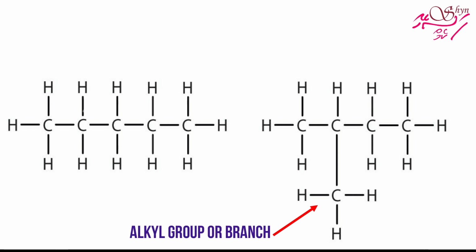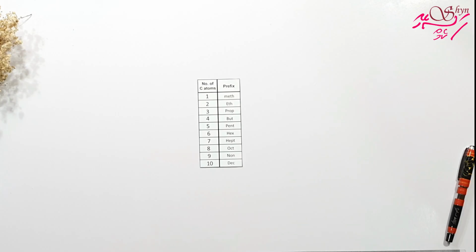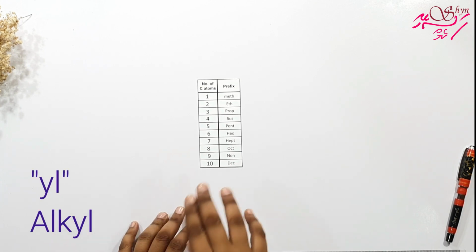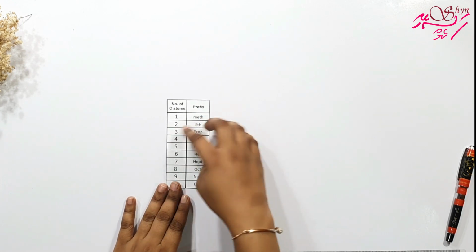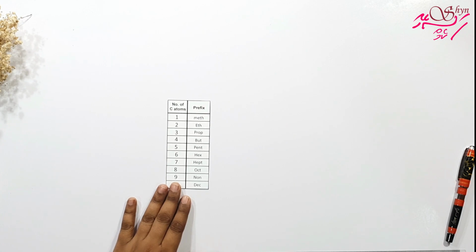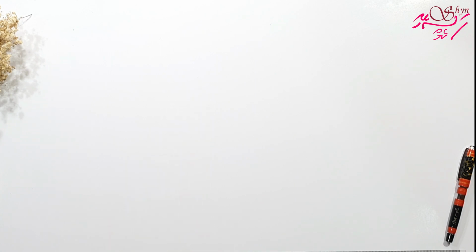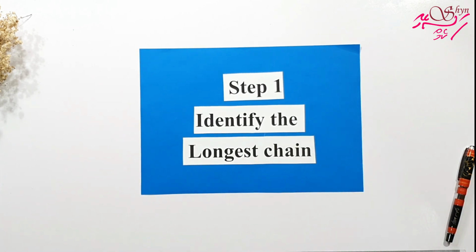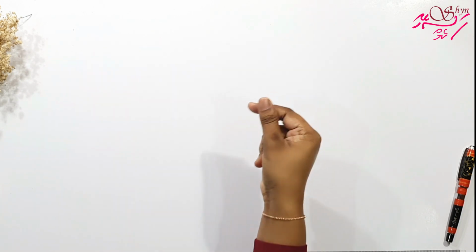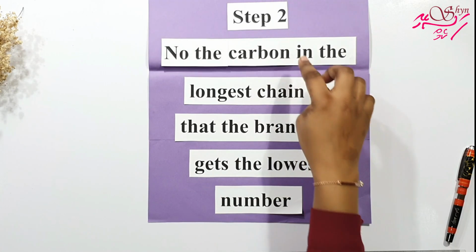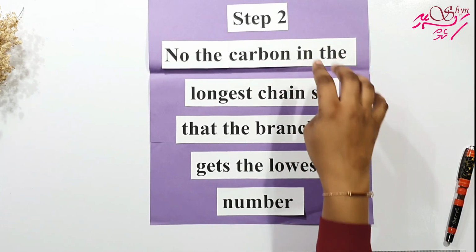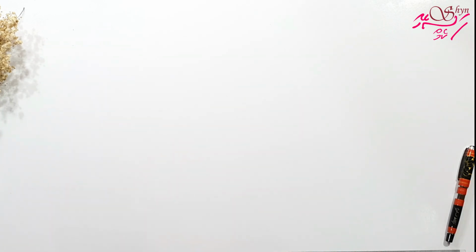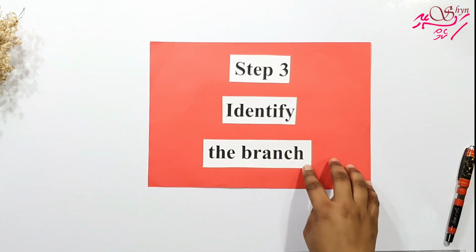When naming branched alkanes, it must clearly state where the branches are located. Remember, the branches or alkyl groups are also named according to the number of carbon atoms, but with "-yl" attached to the end. So 1 carbon atom, methyl; 2 carbon atoms, ethyl; and so on. There are 3 important steps to follow when naming branched alkanes. Step 1. Identify the longest carbon chain. Step 2. Number the carbons in the longest chain so that the branches get the lowest numbers. Step 3. Identify the branch or branches.